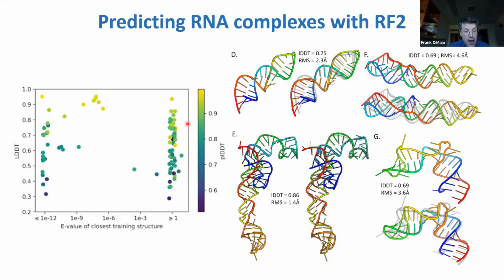But one of the powerful things about this is the network predicts its own accuracy. And that's what the colors are representing in this plot. And so what you can see is that if you focus only on high confidence predictions, then the network is very, very accurate. So if you focus on predictions where the predicted accuracy is higher than 90%, you can only predict maybe 30% of your structures, but of those 30%, they're all essentially very, very accurate structures. So that's pretty powerful.